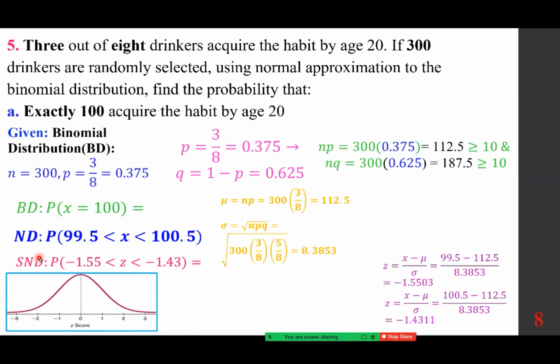So let me quickly recap. Binomial distribution at x equals 100. Normal distribution, we add and subtract 0.5. It's a continuity factor, which we use normally 0.5. And then standard normal distribution, as we change the x to z using the fact that z is equal to x minus mu over sigma.